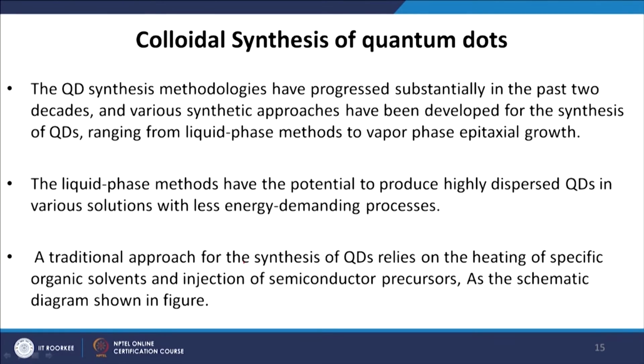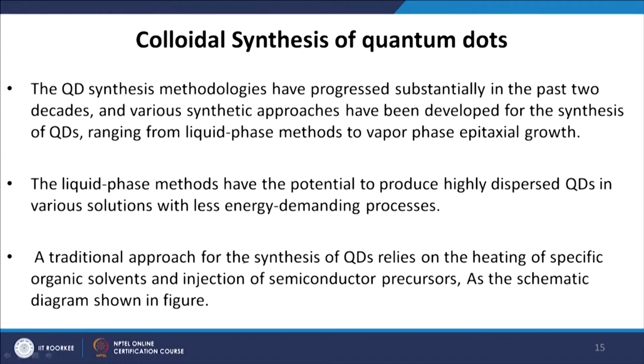Now, the third method, which is popularly used in many research labs as well as in some of the industry processes, is the colloidal synthesis of quantum dots. One of the advantages of colloidal synthesis is that, apart from the fact that you can make it in bulk amounts, you can also make it on a flexible substrate, because you can print it or blade coat it on a flexible substrate on a roll to roll basis.